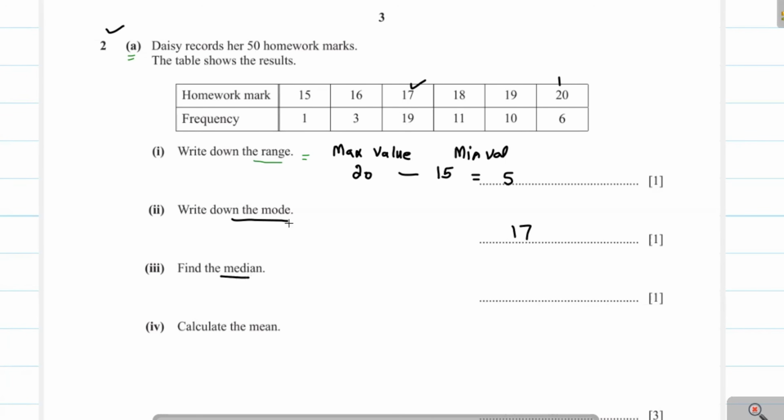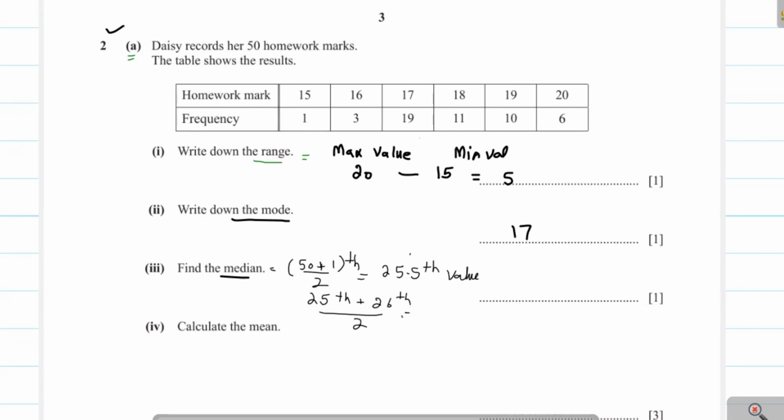Next part is find the median. Question 2, third part of part A. Find the median. Median is the middle value of the data. The middle value we can find by using the formula (50 plus 1) over 2, which is equal to the 25.5th value. And this 25.5th value we can find by taking the average of the 25th and 26th values.